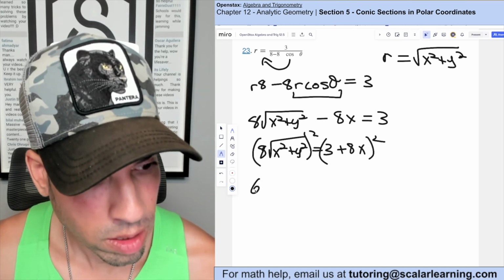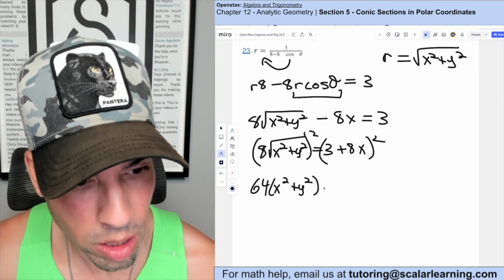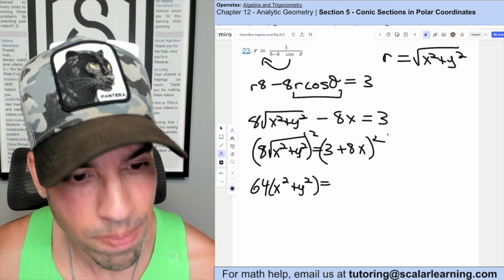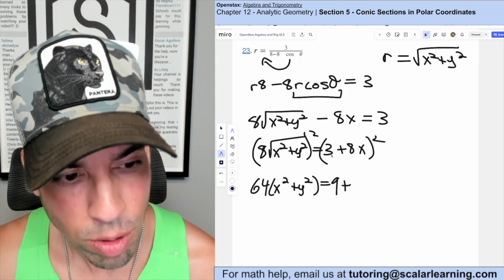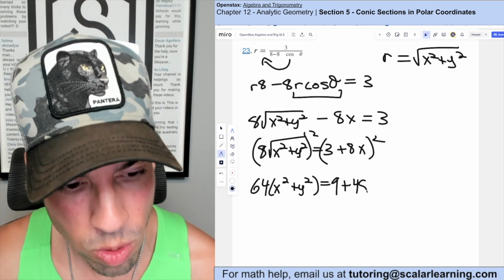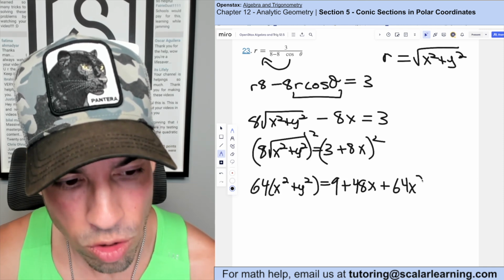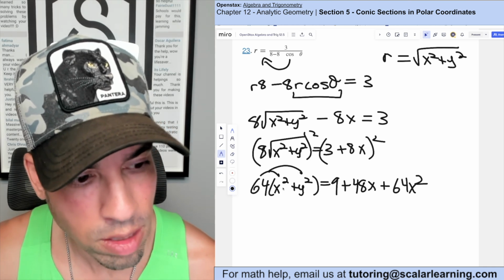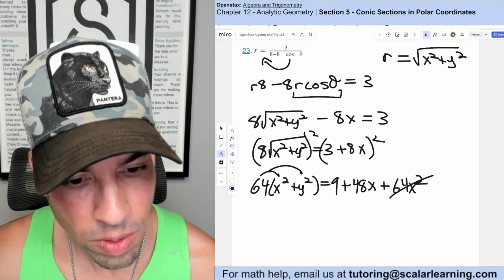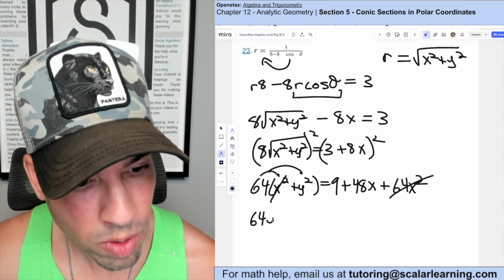And we end up with 64 times x squared plus y squared is equal to, and then we're going to FOIL this out, right? So again, that's going to be 3 plus 8x times 3 plus 8x, which gives us 9 plus 24x plus 24x, which is 48x, plus 8x times 8x, which is 64x squared. All right, this is going to be pretty cool because when I distribute this and this, the 64x squareds are going to cancel out, right? So now we're just left with 64y squared.